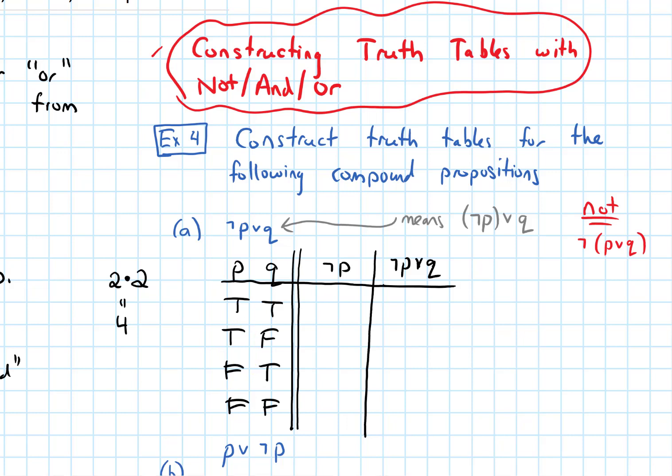So first, let's write down the truth values now of not P. Well, when P is true like this, not P would be false. So it's false here, false here. And then when P is false, not P would be true. So this is true, this is true.